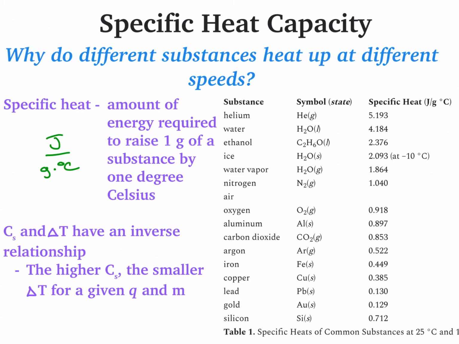So specific heat is an important concept, and I really need us to conceptually understand that if we have a very small specific heat, such as copper, that means it only takes this many joules to raise 1 gram of copper by 1 degree Celsius, whereas it takes 4.184 joules to raise 1 gram of water by 1 degree Celsius.